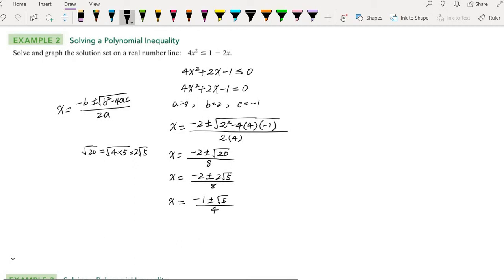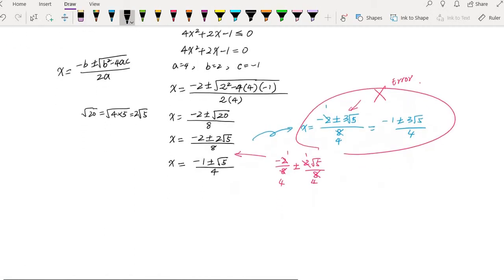I can reduce this by 2. Okay, because I'm trying to put it on a number line, in this form, I don't really know what x is. I'm going to just write it down because I can't draw this on the number line, right? So I'm going to evaluate this really quick.